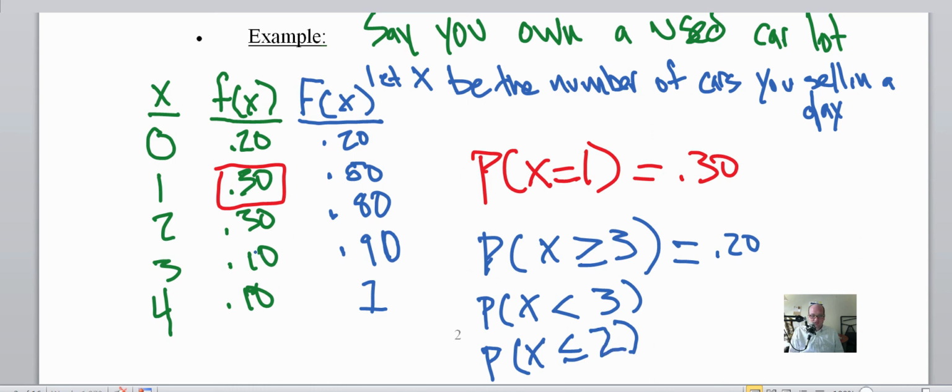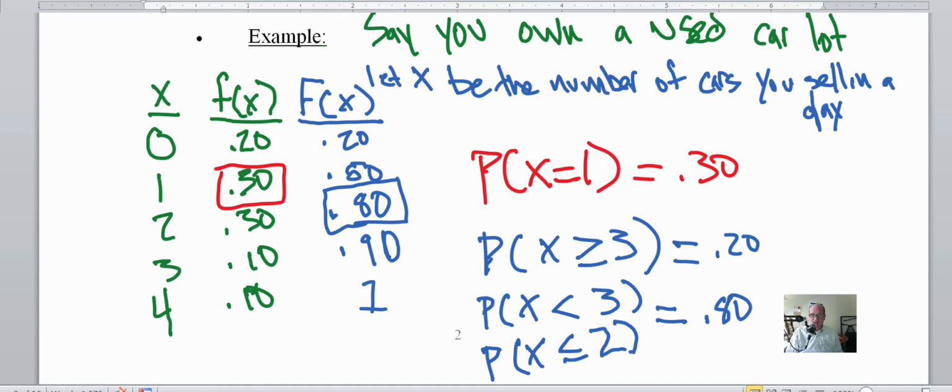So here's less than 3. 3 is not less than 3. 3 is 3, right? So less than 3 is 2, 1, or 0. Less than or equal to 2 is also 2, 1, or 0. So if I use this cumulative mass function, that's 0.80. So these both equal 0.80 from the cumulative. There it is, right there. If I want to figure out the probability that x is greater than or equal to 3, it's just 1 minus 0.80. So we're going to solve these types of problems where we're trying to find the probability that x is some value or between some values. All right, I think we're going to stop right there.